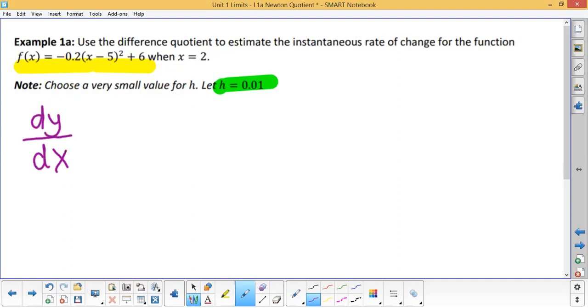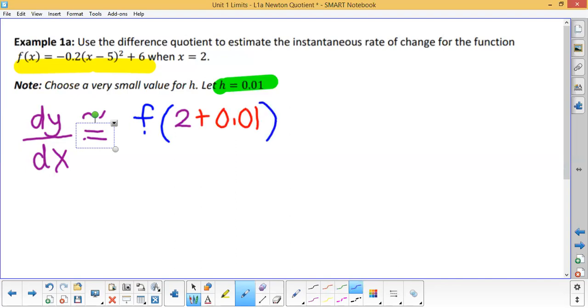Now, remember, this is an approximation. It's not exact when I'm using the difference quotient. So I'm not going to provide it as an exact value. So that's going to be equal to, my formula said, f of x plus h. So my x is equal to 2, and my h value is going to be equal to 0.01.